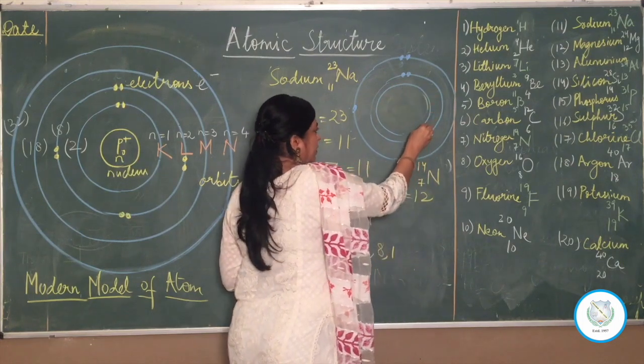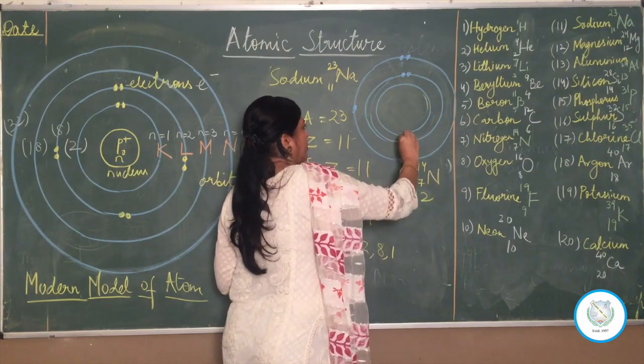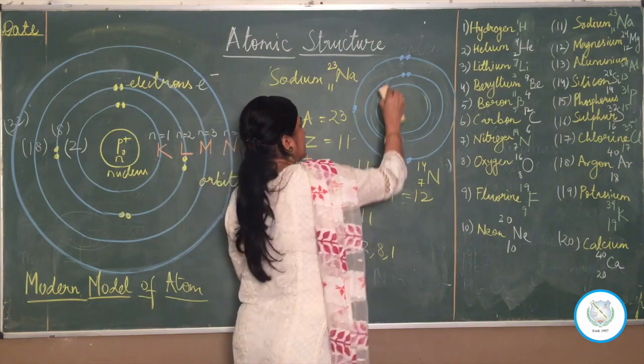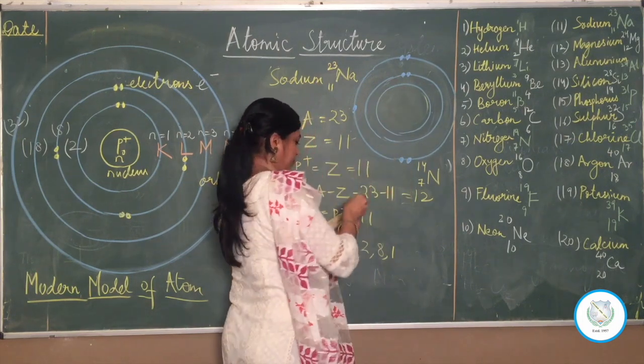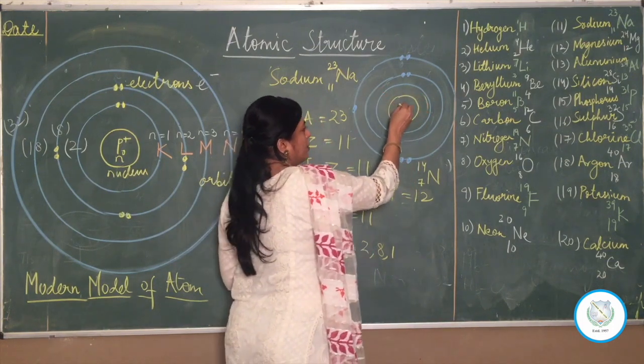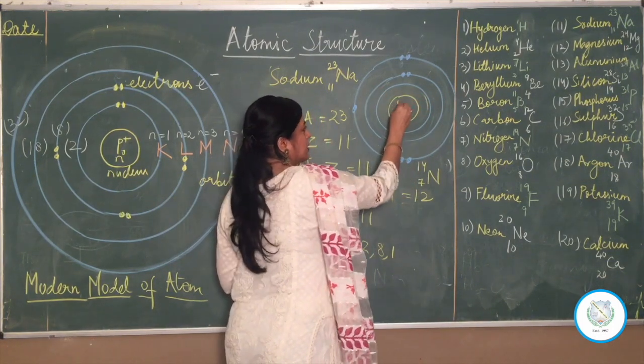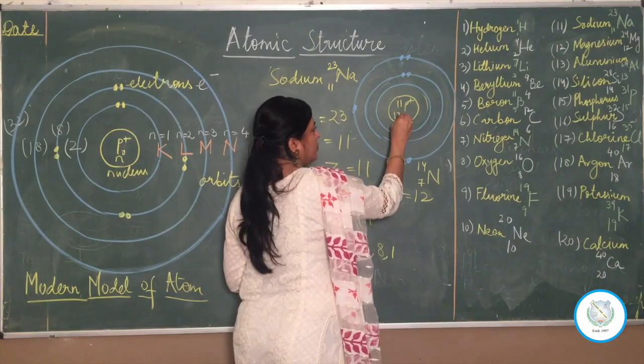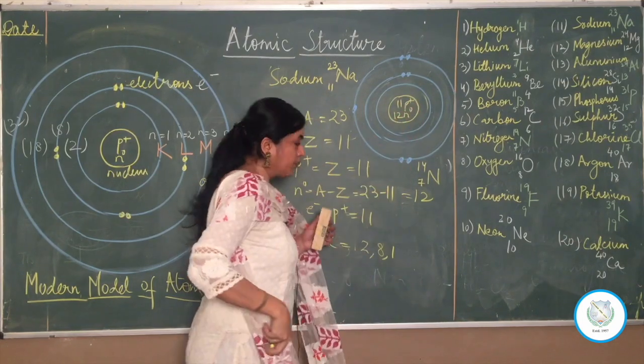Here space is less, so I am making it close by, you make it a bit far, okay. 3 shells would be shown here. The nucleus would have protons and neutrons. Now how many protons? In this case 11p plus. How many neutrons? 12 and 0.